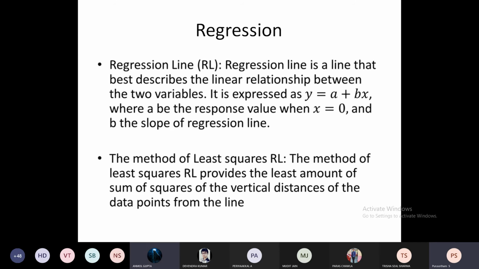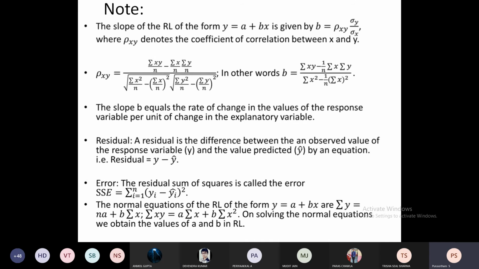Now you quickly note down the formulas involved in regression, and we take a simple example. Can you note down this slide, the points on this slide?